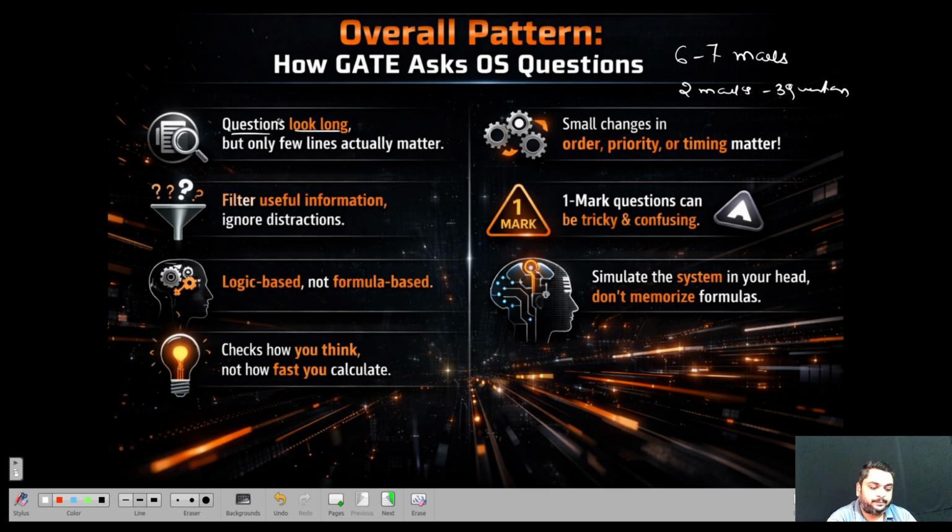You may feel too much information is given, but it's just like storytelling. They're telling the problem as a story. So you should filter useful information. They will be mostly logic based, not formula based.